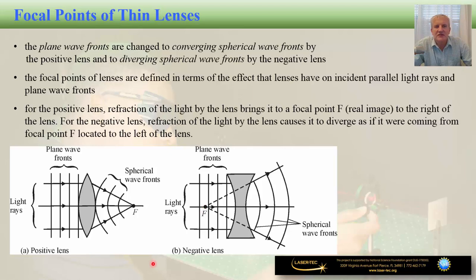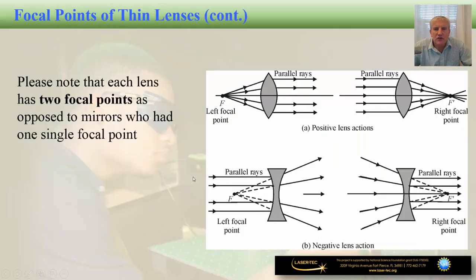As it can be seen, the focal points of lenses play an important role and are defined in terms of the effect that lenses have on incident parallel light rays and plane wave fronts. Speaking of the focal points for the lenses, it's important to note that as opposed to the mirrors, lenses have two focal points, one on the left side and one on the right side.